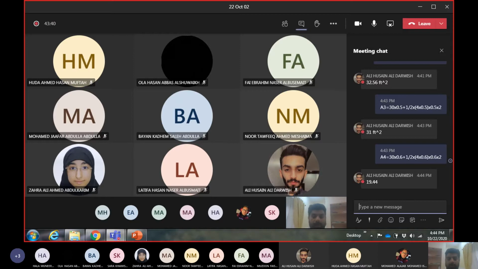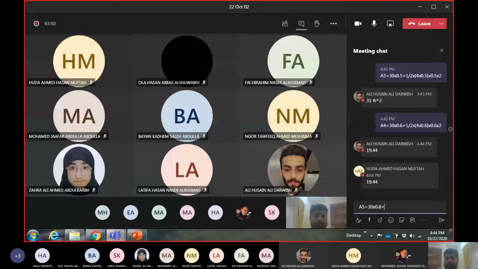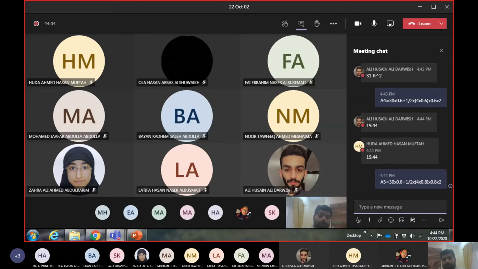(19.44 square feet). Okay, then area at station 5, I'll call it A5. Again, 30 multiplied by the height, which is 0.8, plus half base, which is 4 into 0.8 into 0.8 multiplied by 2 for two triangles. How much is this?